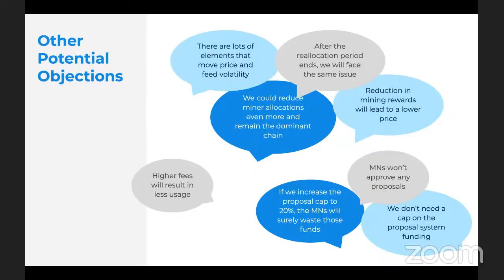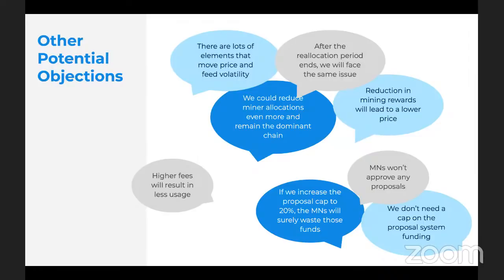There are other potential objections. I'm not going to do a slide on every single one of those, but I'll briefly cover some of these here. On the upper grouping there, those are related to the reallocation. The lower right is related to the proposal system, and the lower left is the fees. Starting with the top grouping, one of the things I hear is there are lots of elements that move price and feed volatility. That is absolutely true, and I fully agree with that.